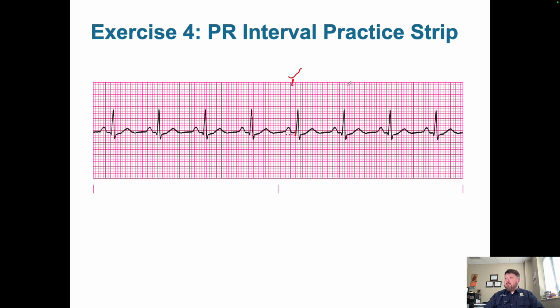So in this one, what we're going to look at is the PR interval, and this one is a good example. It starts right there. I've got 1, 2, 3, 4 boxes, and then I have the start of the Q wave. So my PR interval for this would be 0.16.